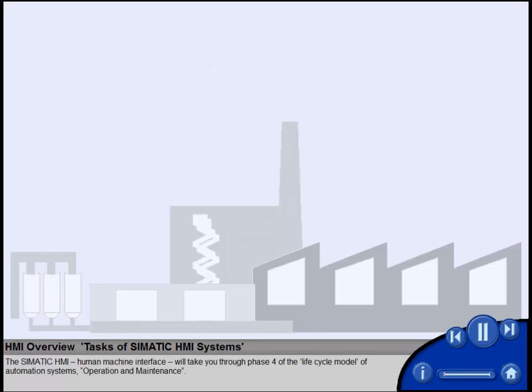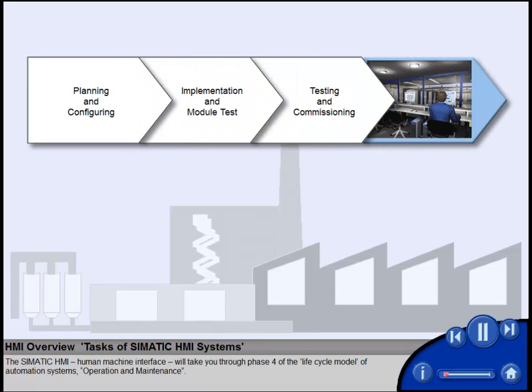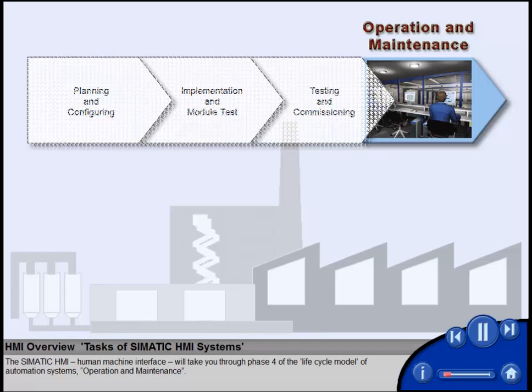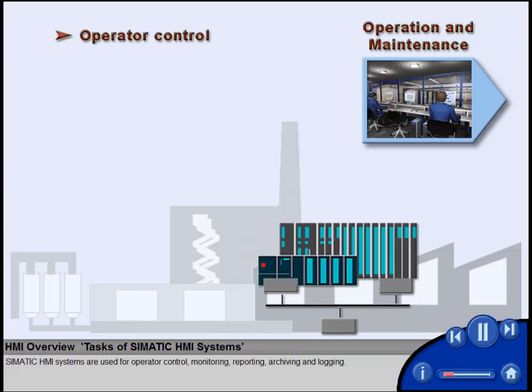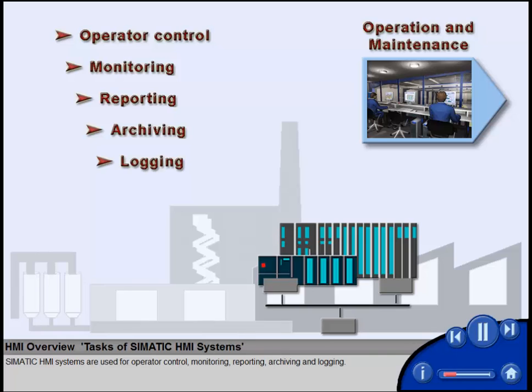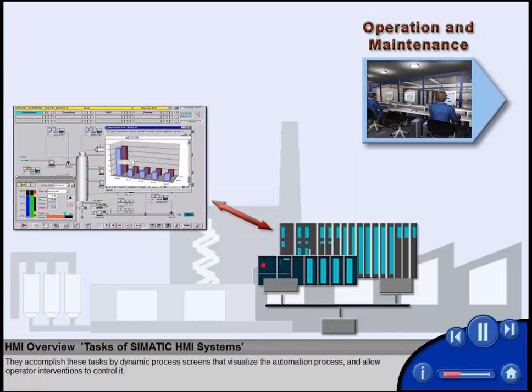The Simatic HMI, Human-Machine Interface, will take you through Phase 4 of the life cycle model of automation systems, operation and maintenance. Simatic HMI systems are used for operator control, monitoring, reporting, archiving and logging. They accomplish these tasks by dynamic process screens that visualize the automation process and allow operator interventions to control it.